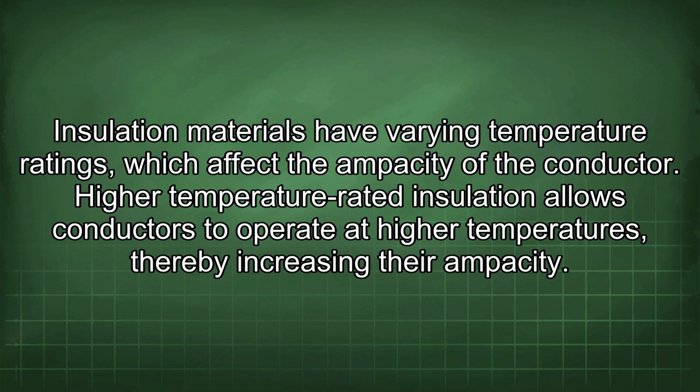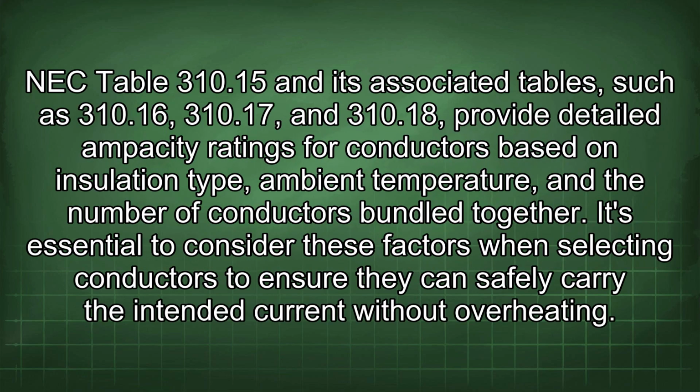Insulation materials have varying temperature ratings, which affect the ampacity of the conductor. Higher temperature rated insulation allows conductors to operate at higher temperatures, thereby increasing their ampacity. NEC Table 310.13 and its associated tables, such as 310.16, 310.17, and 310.18, provide detailed ampacity ratings for conductors based on insulation type, ambient temperature, and the number of conductors bundled together. It's essential to consider these factors when selecting conductors to ensure they can safely carry the intended current without overheating.